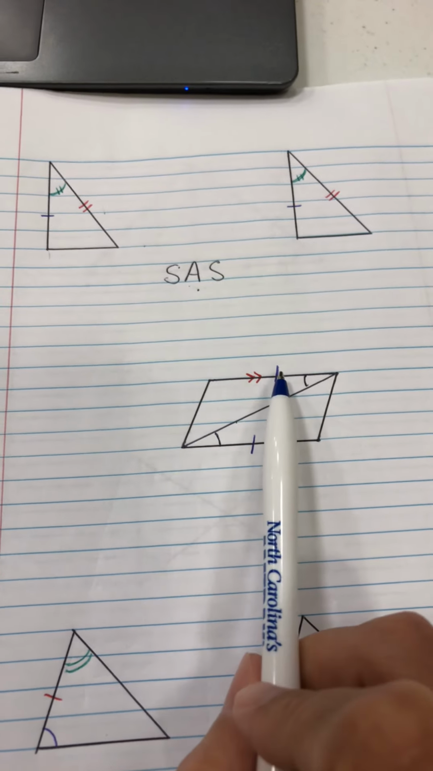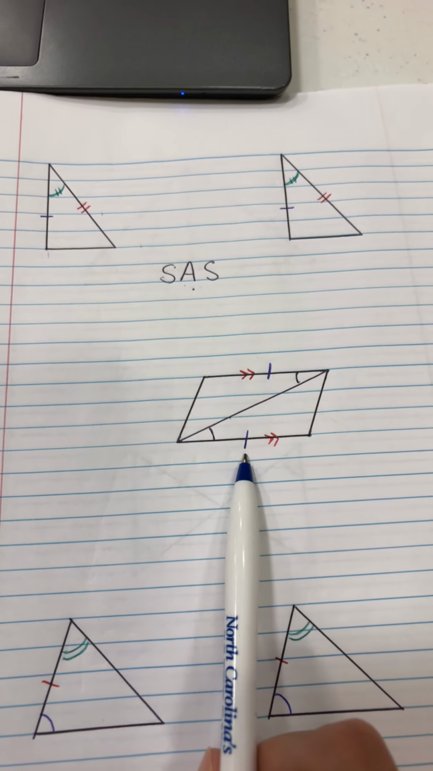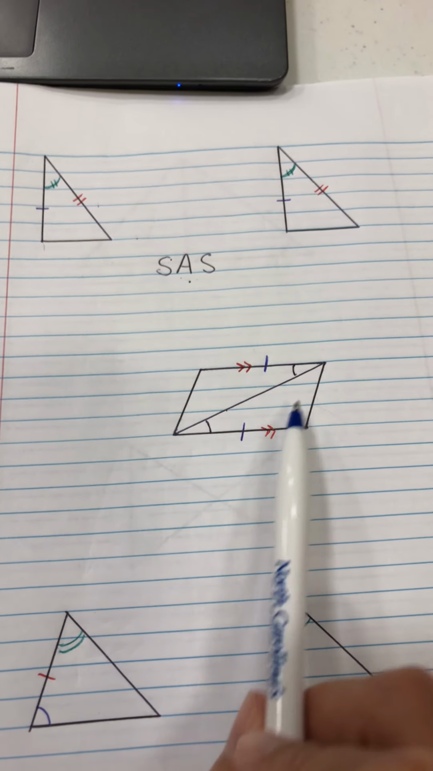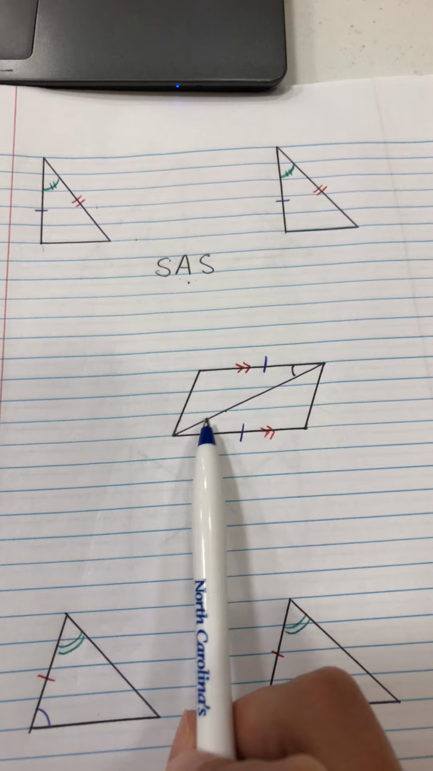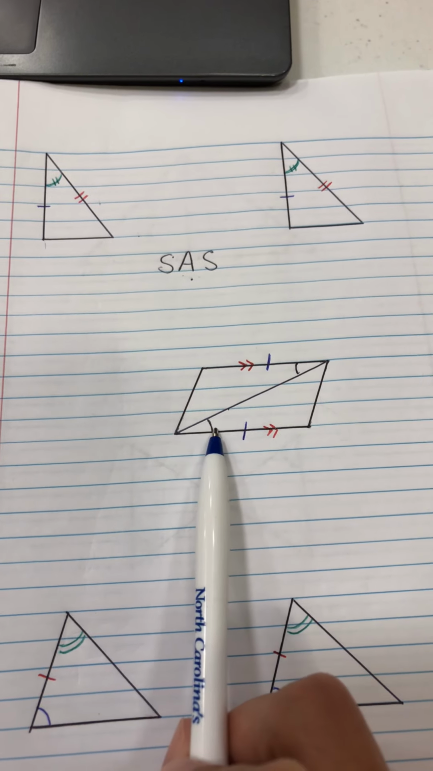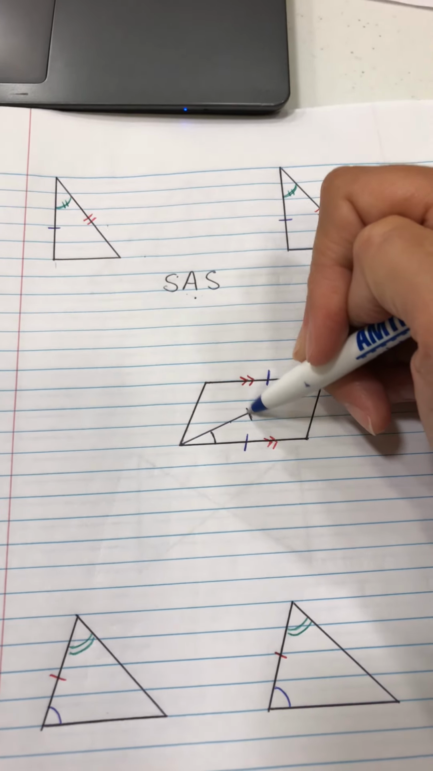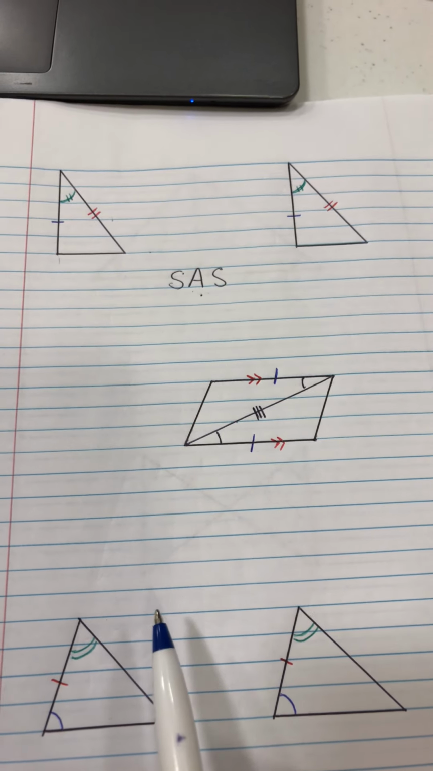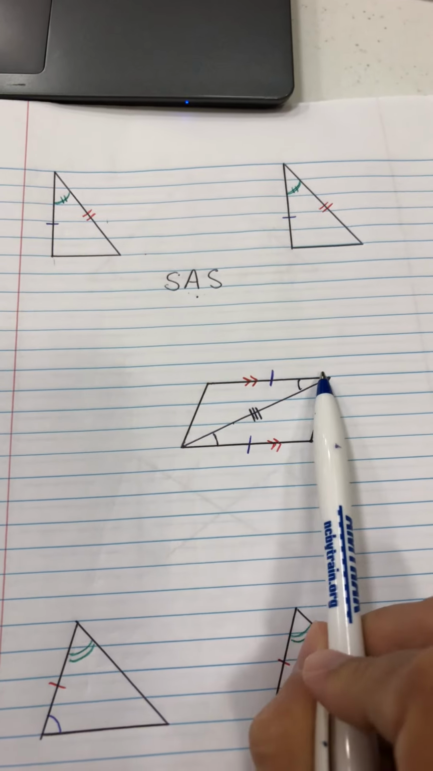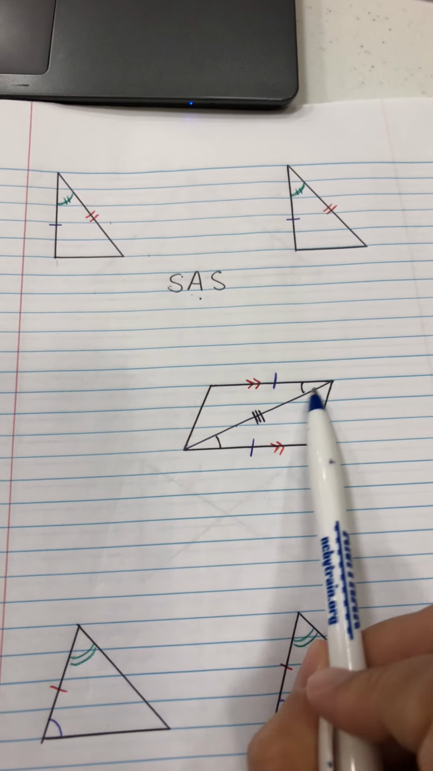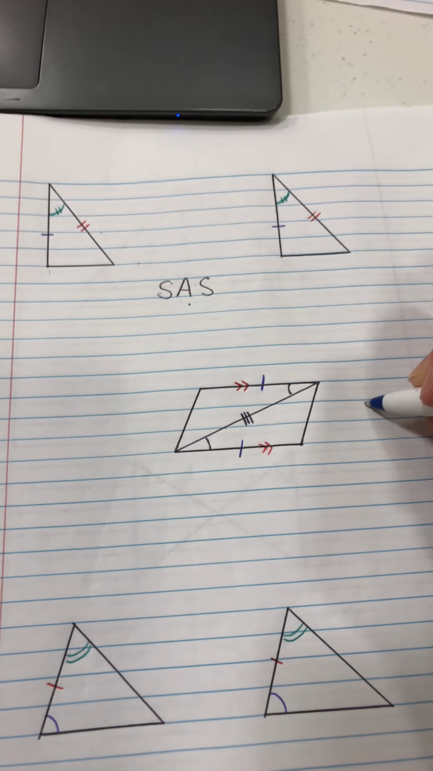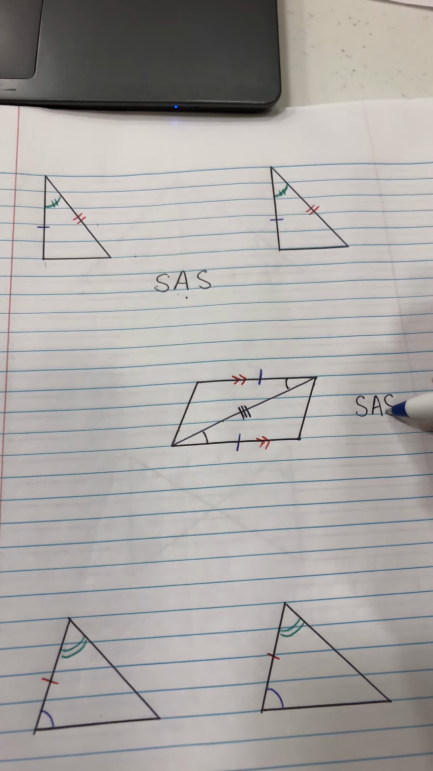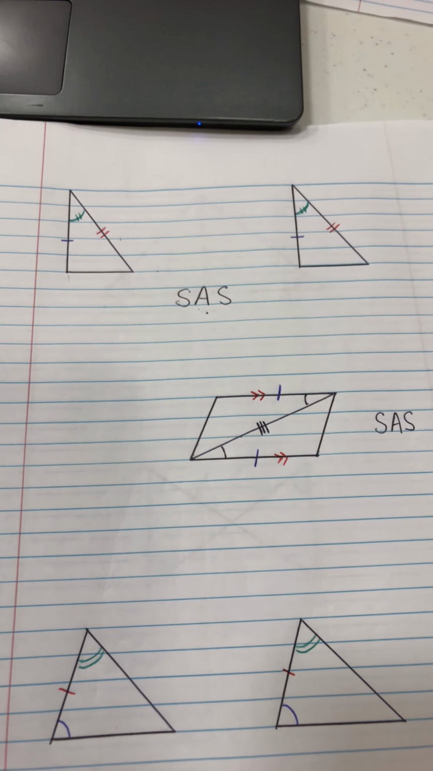So what we have here, the top side matches the bottom side, so that's a pair of sides. Then we have our alternate interior angles. That's a pair of angles that are congruent. And if I add in my reflexive property, that gives me another pair of sides. So we have side, the angle hinged in the middle, and then another side. So here is another example of the side-angle-side method.